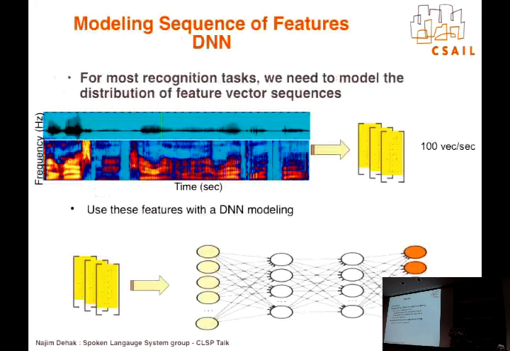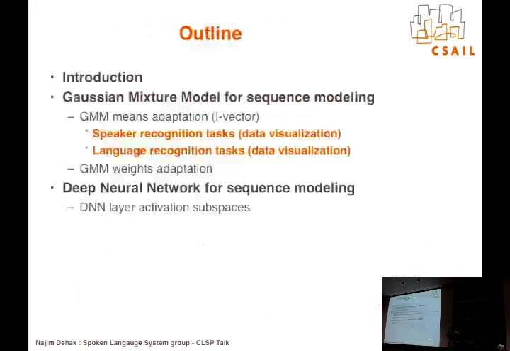So when you're doing the GMM weight adaptation, was the idea that when you fit the universal background model to a particular session, whether it's speaker or language, in addition to the mean, you'll also adapt the weight? Yeah. It's always done on top of the mean adaptation. Yes.